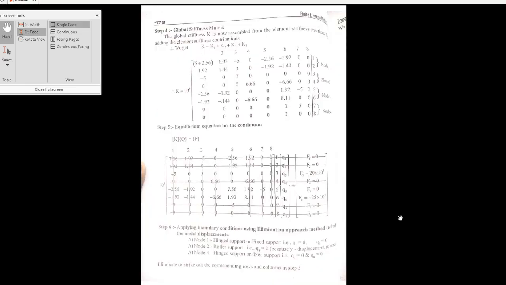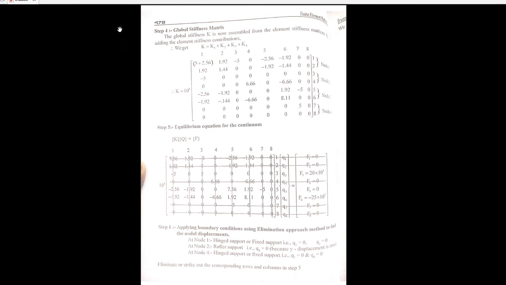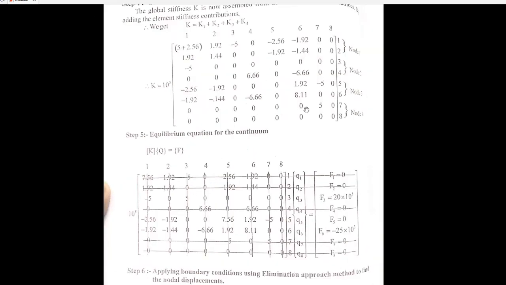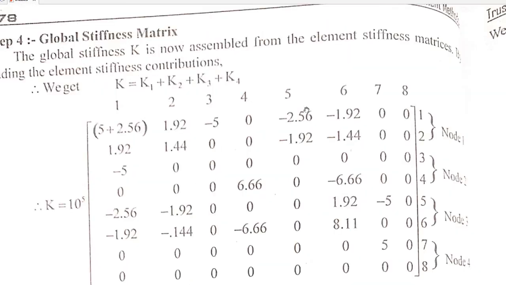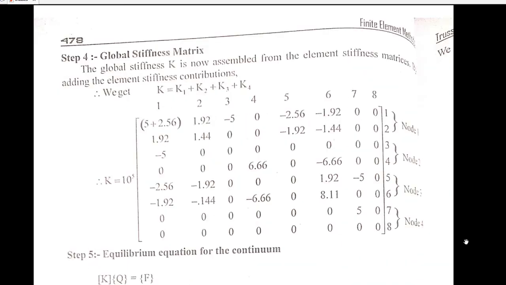Understood? Addition you understood, no? Yes, sir. Please all of you copy this global stiffness matrix.